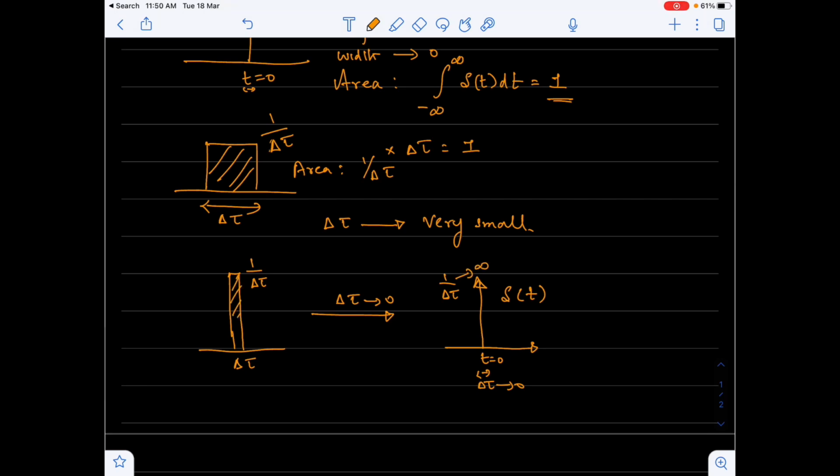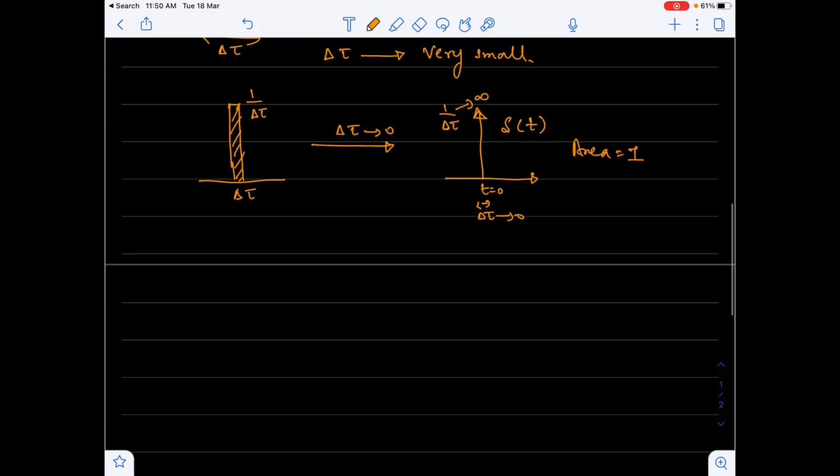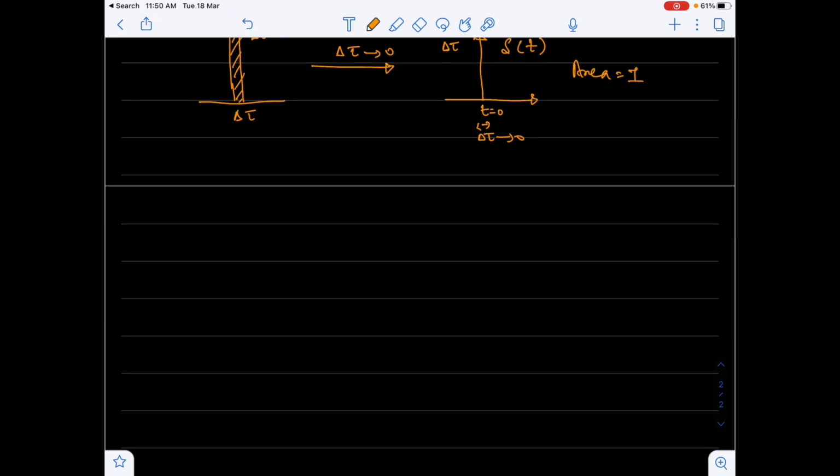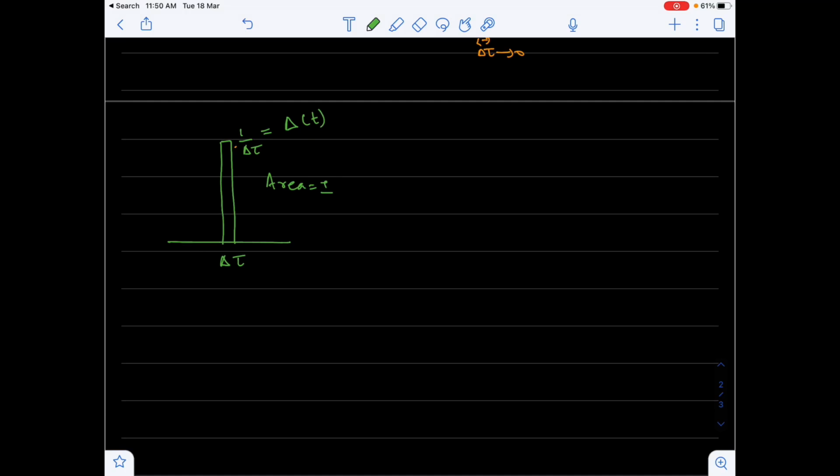But still we can say the area is nothing but the integral, so the area is equal to 1, and this is the definition of the impulse function. Now, before proceeding with the impulse function, we will work with the approximation of the impulse function. I have just shown you the impulse function can be approximated like this, with a small width delta tau and the height 1 over delta tau, with the area equal to 1, and this we will call delta of t, the impulse function.